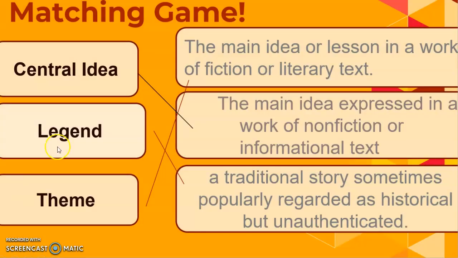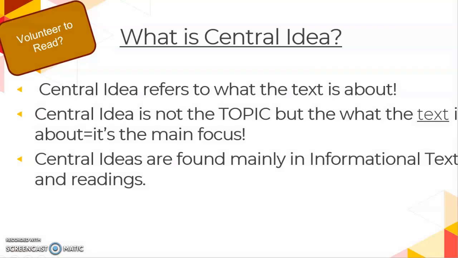Okay, so hopefully you got these correct. Central idea is the main idea expressed in a work of nonfiction or informational text. Legend is a traditional story sometimes popularly regarded as historical, but it's unauthenticated, meaning that they don't have living proof that this was a historical fact. And then theme is the main idea or lesson in a work of fiction or literary text. We talk a lot about theme.